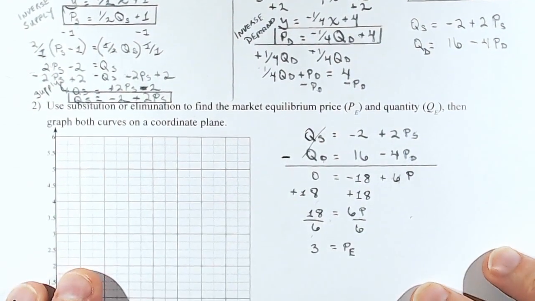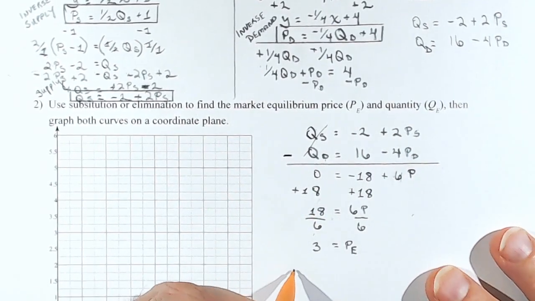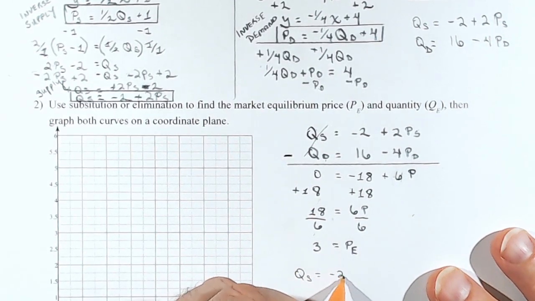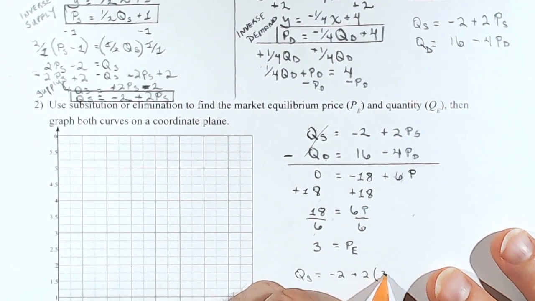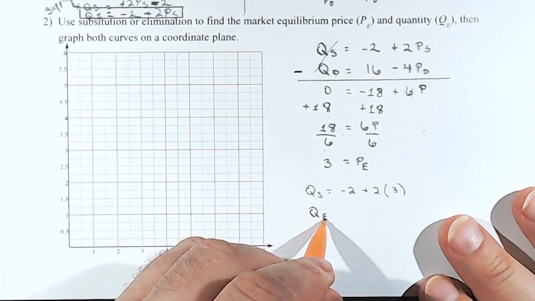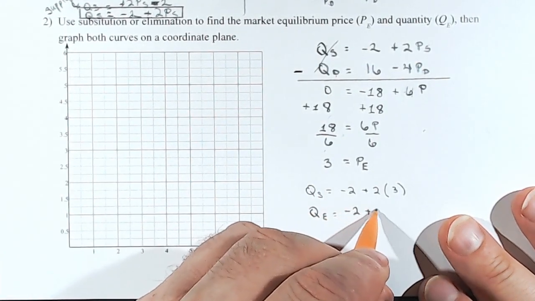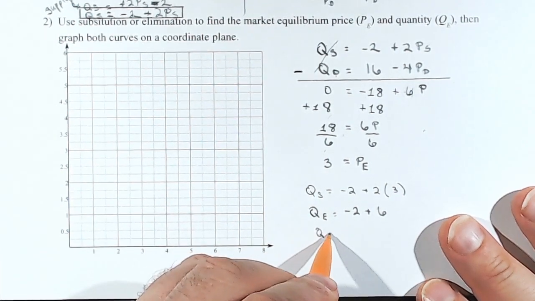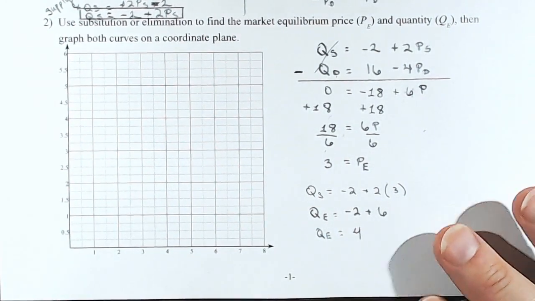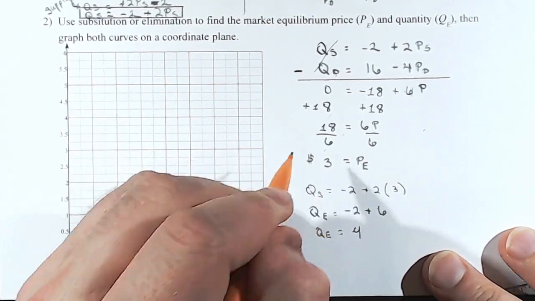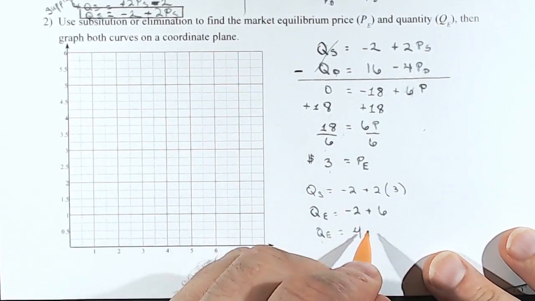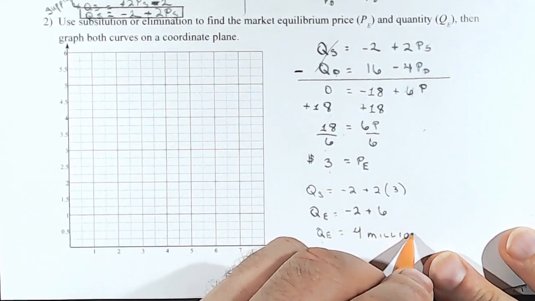To find the quantity equilibrium, we just have to plug in 3 into one of our equations. So here we have Q sub S equals negative 2 plus 2, open parentheses, 3. Okay, well now we call this Q sub E because this is the quantity equilibrium equal to negative 2 plus 6. 2 times 3 is 6. So the quantity equilibrium is equal to negative 2 plus 6 is positive 4. What does all this mean? This means that when the price of the honey butter chicken biscuit is $3, the quantity is 4 million units. Okay, 4 million honey butter chicken biscuits.